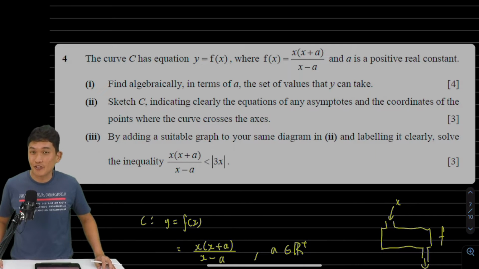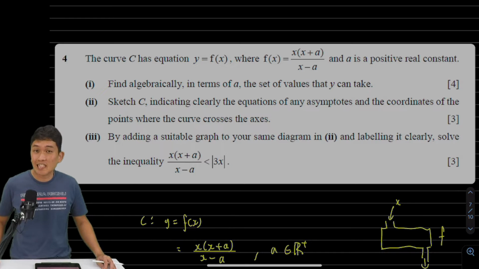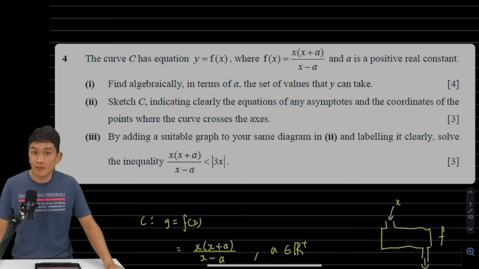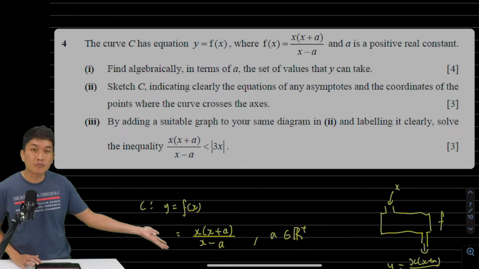Hello and welcome back to question 4 part 1. This is a curve sketching question. This question says that the curve C has the equation y equals f of x, where f of x is a rational function given by the question to be this.